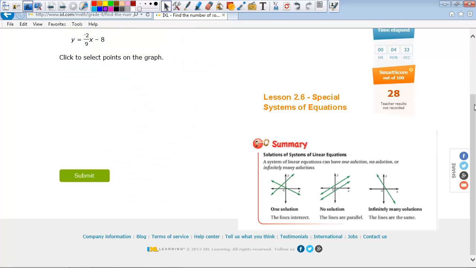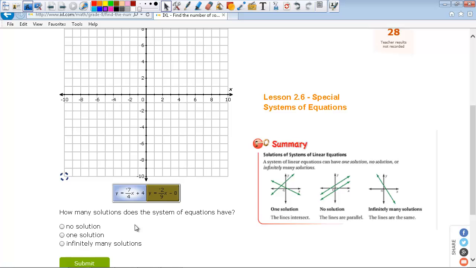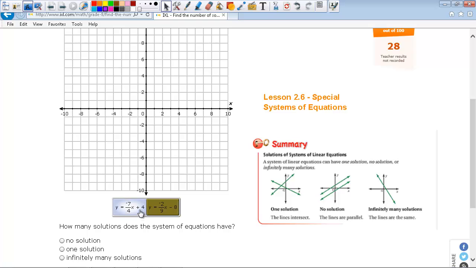So those are our main options that you'll come across. If I look at the two equations, one more, my y-intercept is +4, and my slope is -7 over 4, down 7, right 4. And the other one, my y-intercept is -8, and my slope is -2 over 9, down 2, right 9. So again, those have one solution because they cross each other.